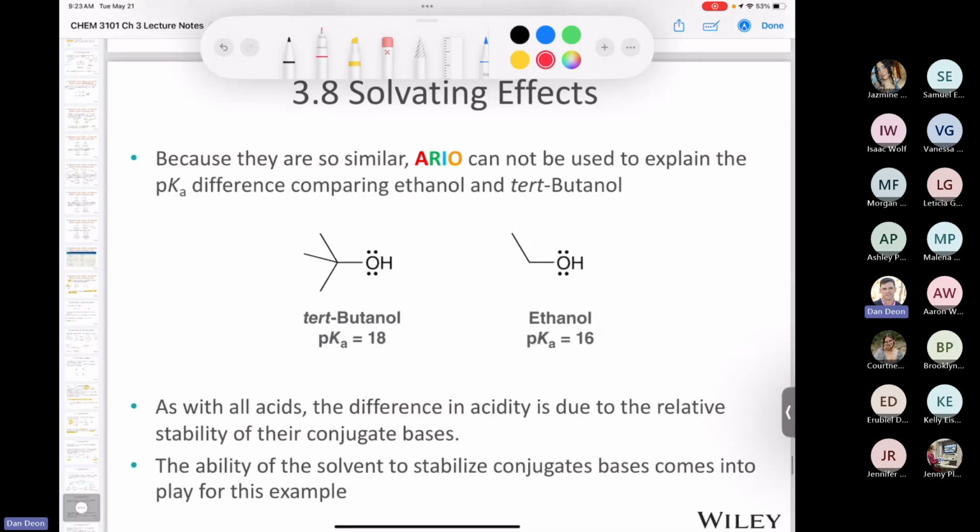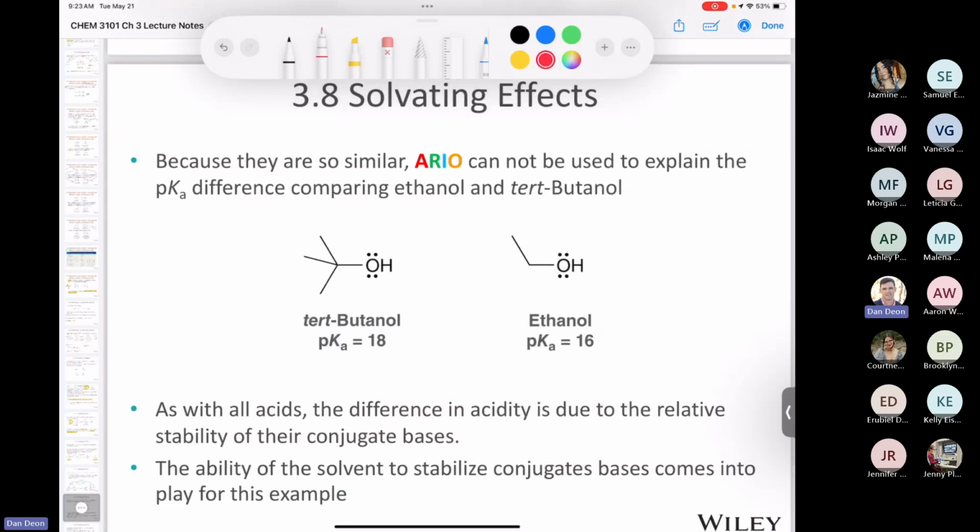So let's take a look at solvating effects. Now we're getting to the end of the chapter, and he just stuck in a couple of last minute concepts that you need to know. The next one is solvating effects, and this is something that we actually looked at briefly already this course. If you look at these two, tert-butanol and ethanol, how do you rationalize that ethanol is more acidic? It's got nothing to do with atom, nothing to do with resonance, nothing to do with induction, and nothing to do with orbital. You can't use any of those.